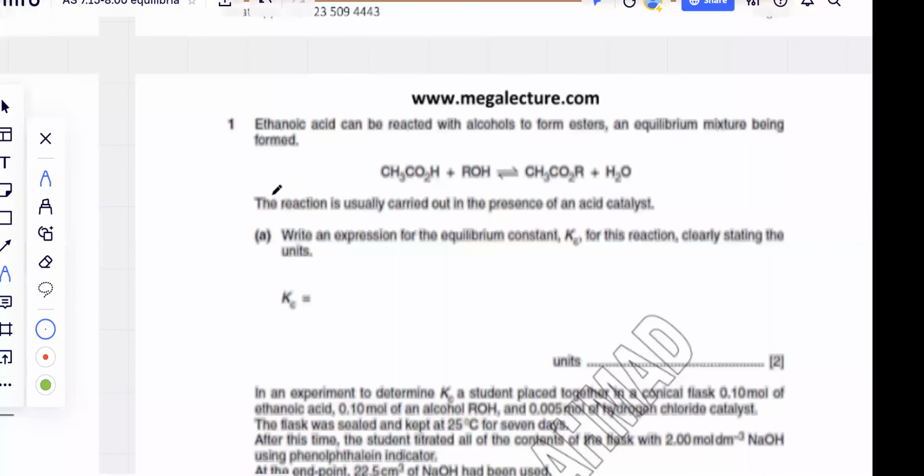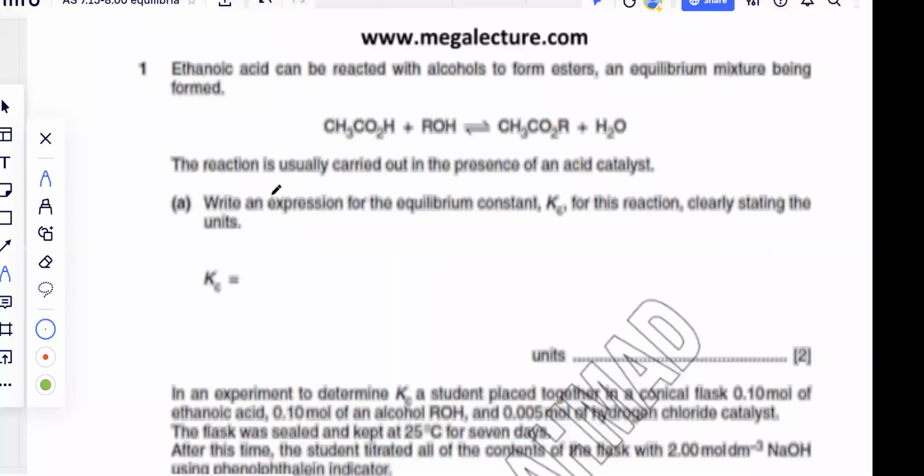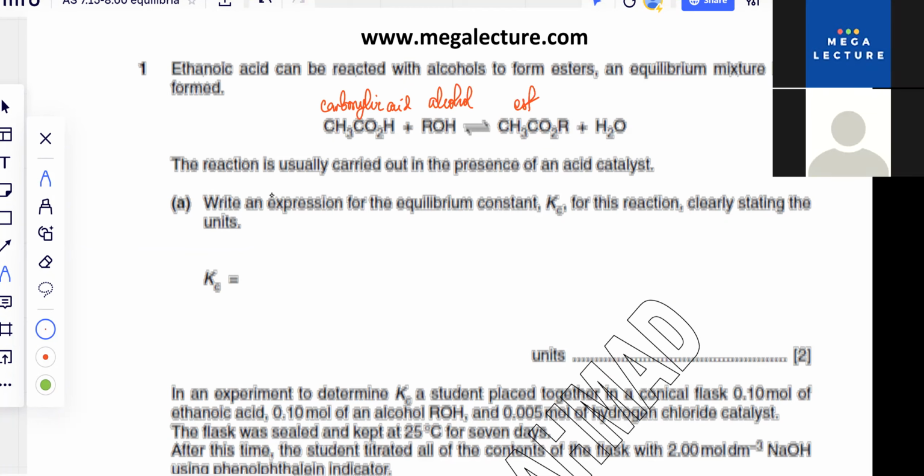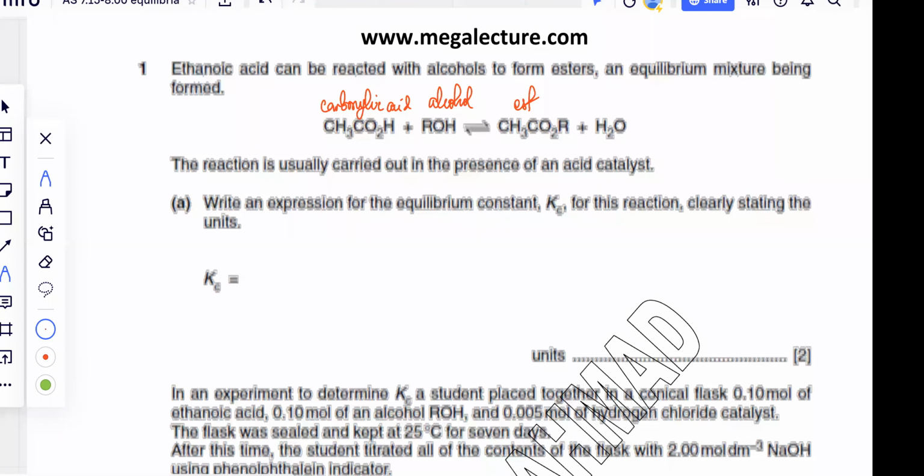Now here's a question. This one is a carboxylic acid. If you remember the reaction, reacting with an alcohol, and it is producing an ester and a water molecule. Anyways, there's this reversible reaction going on. So it's saying ethanoic acid can be reacted with alcohols to form esters, and equilibrium mixture is being formed.